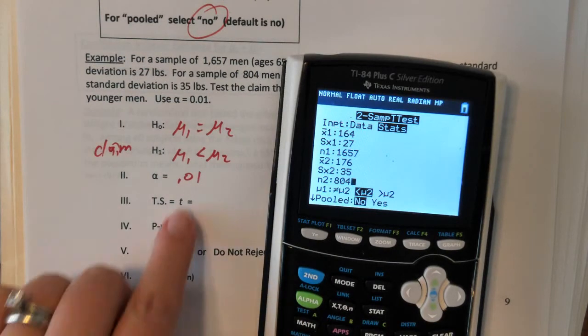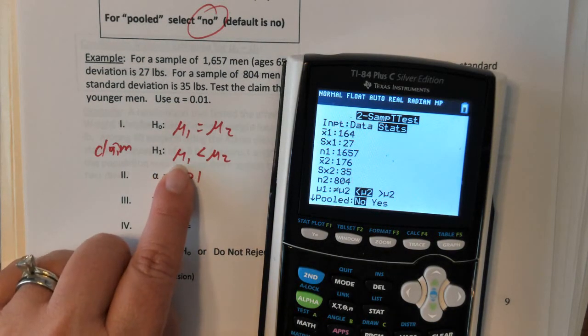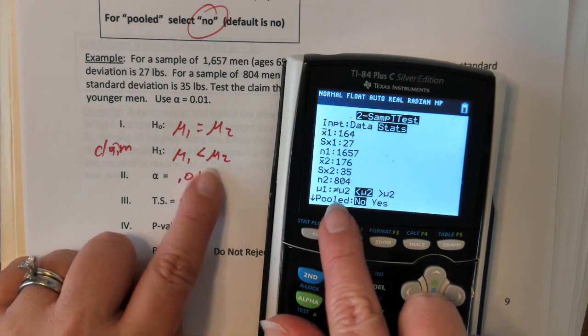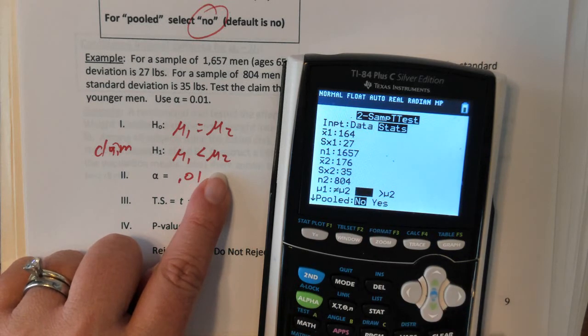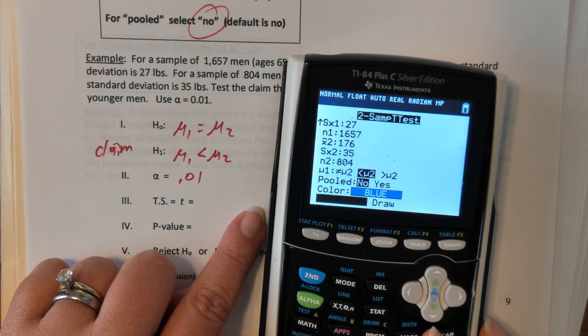Our symbol in our alternative hypothesis was less than. That's why mu1 always has to be first. It's saying mu1 is what to mu2? Is it not equal to mu2? Is it less than mu2? Is it greater than mu2? Ours is less than. And leave it on no for pooled. And then tell it to calculate.